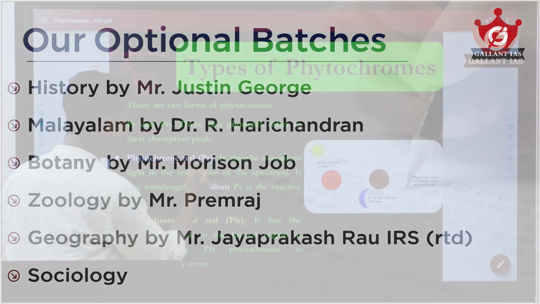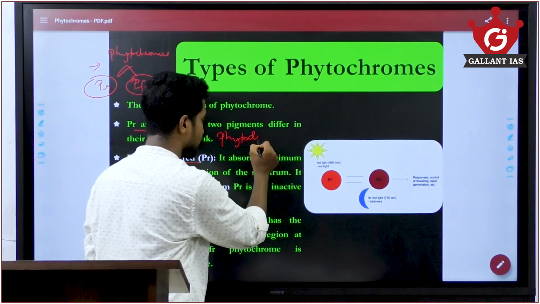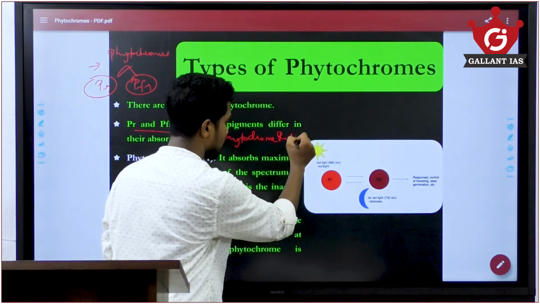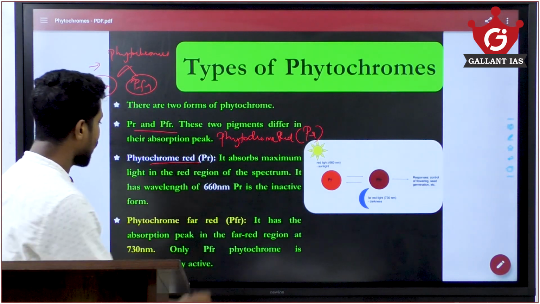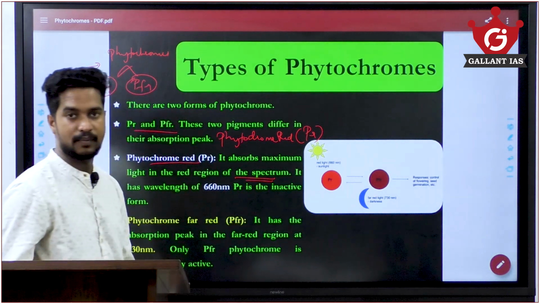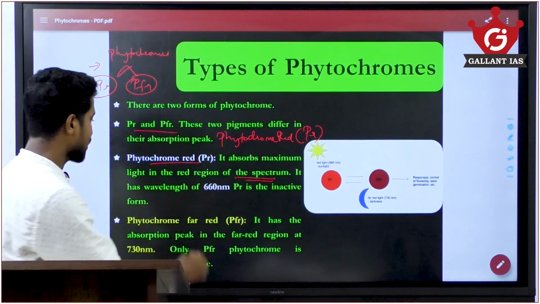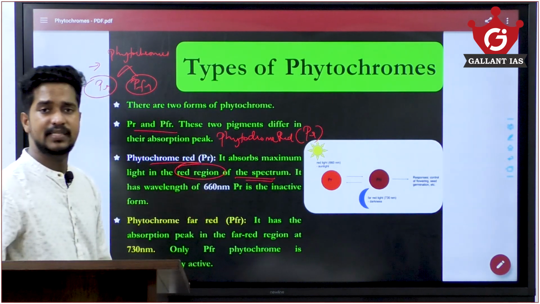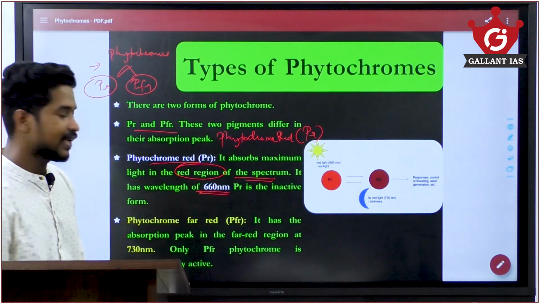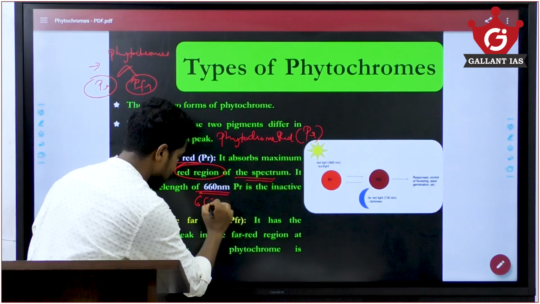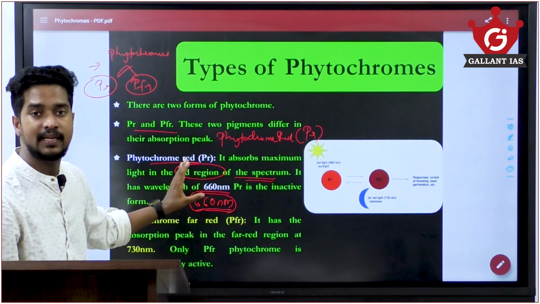Phytochrome red, or PR, absorbs maximum light in the red region of the spectrum. As the name indicates, it absorbs maximum light in the red region, and it has a wavelength of 660 nanometer. So this phytochrome red has its absorption peak at 660 nanometer.